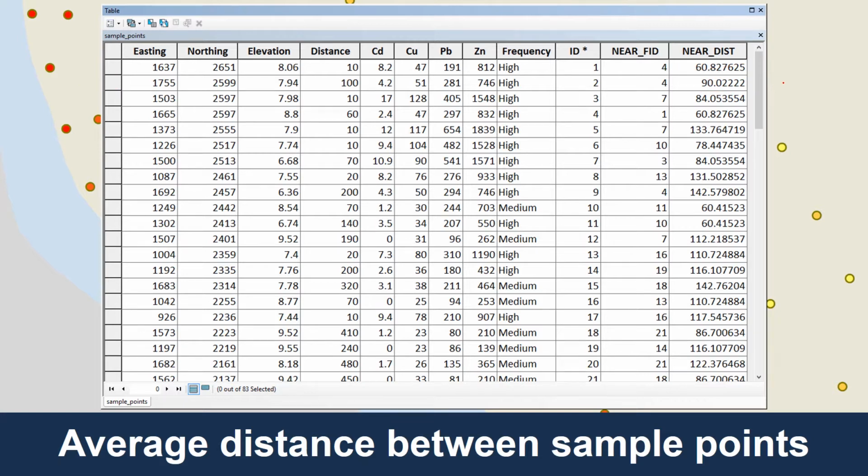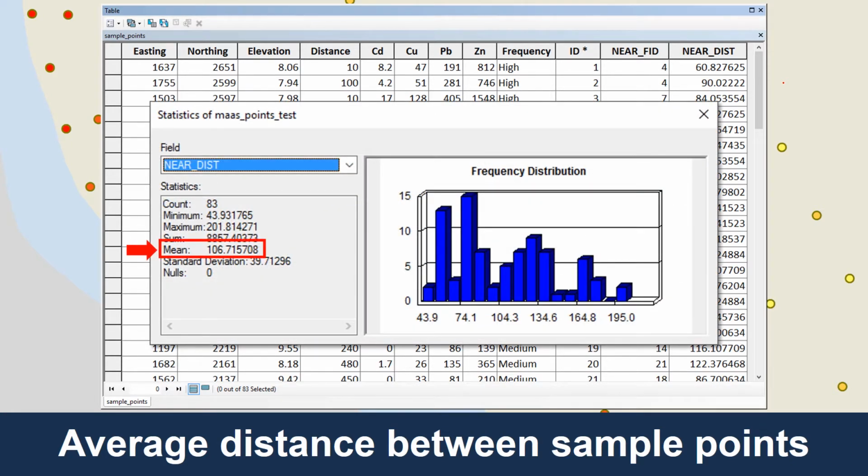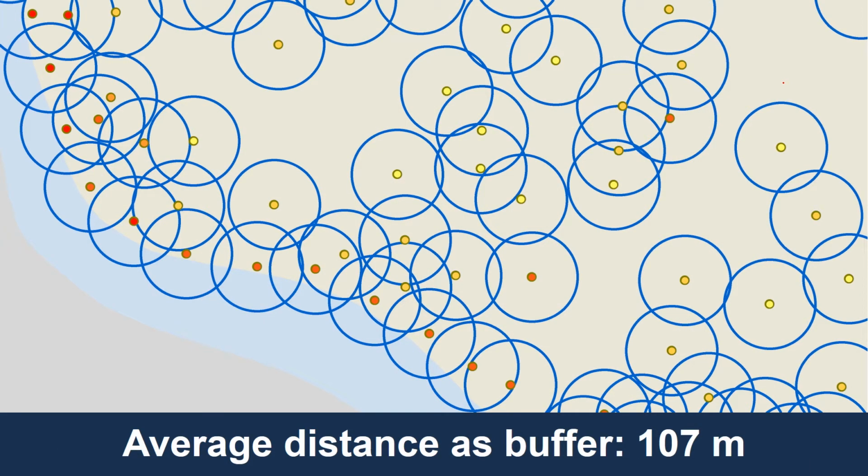Well, what if we just took the average of all of those near distances? In other words, this is the average of how far away any 2 points are from each other. That gives us a value of 106.7 meters. And if I create a buffer of 107 meters just to visualize what this would look like, this gives me an idea of how I might base my search radius for my inverse distance weighting on something real. So I said, okay, if I set it to 107 or more, then I'm going to capture at least a few points around every location.